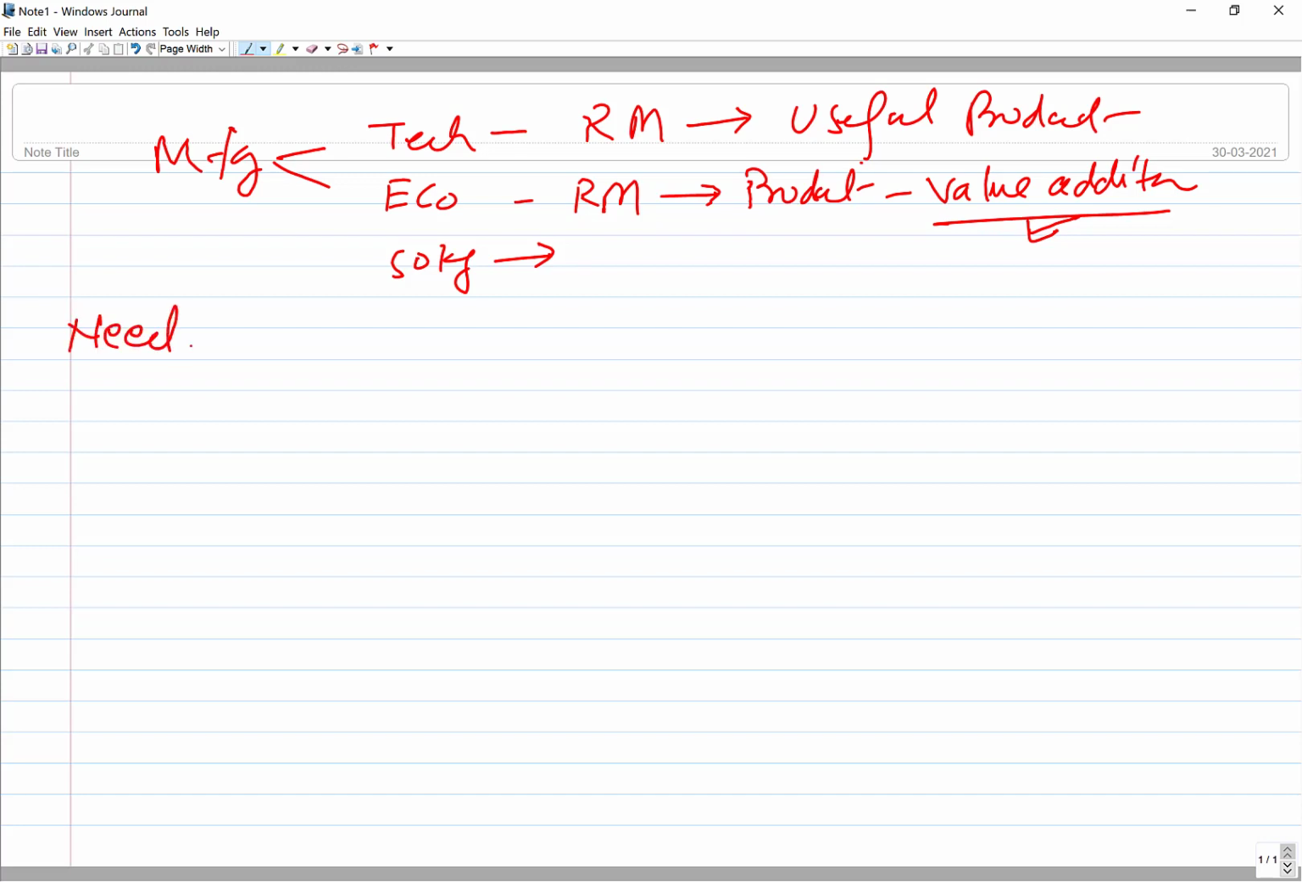Why do we need this? We need manufacturing to create goods. Why do we need the creation of goods? To support human beings.